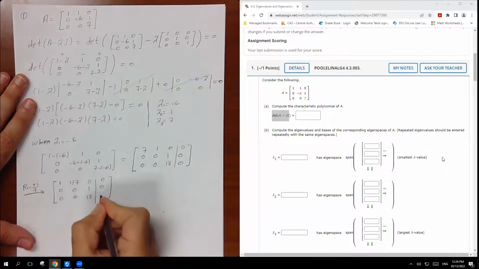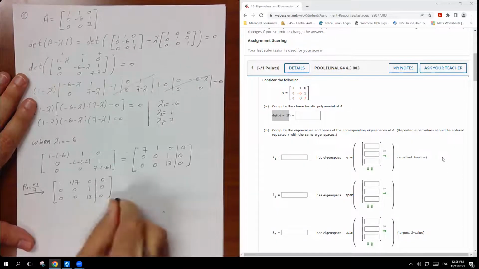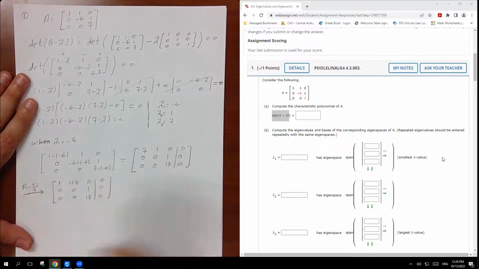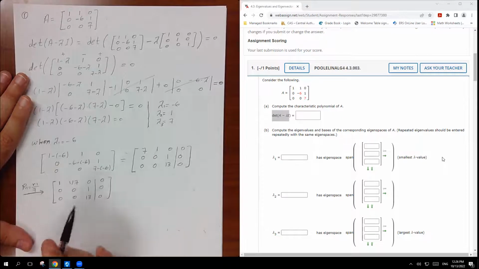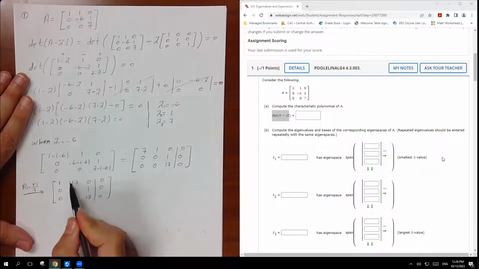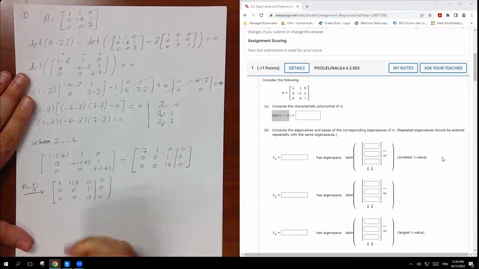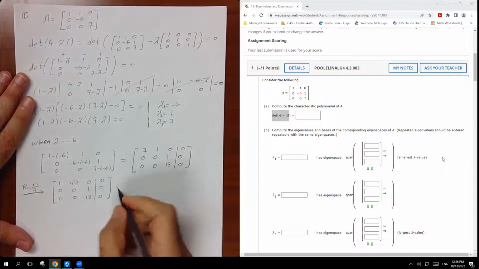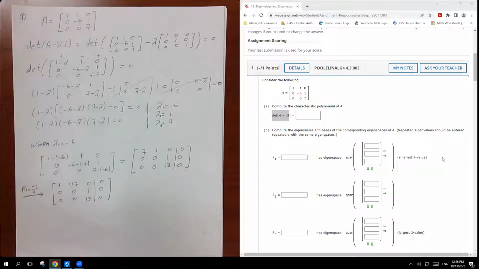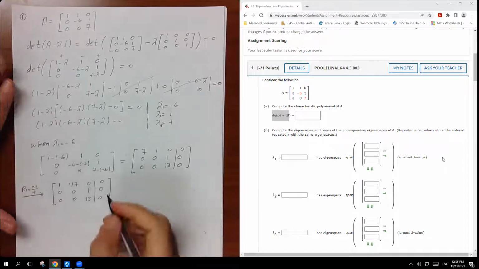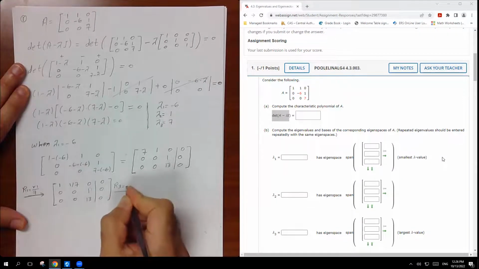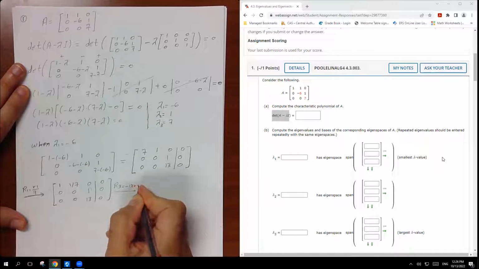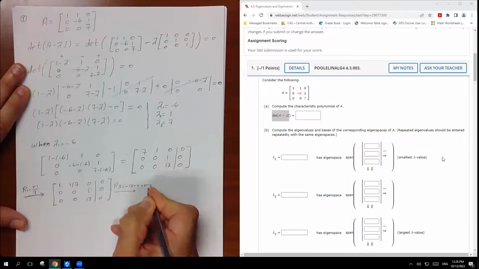I'm done from the first row, convert the leading entry to 1. All the elements under the leading entry are zeros, so that's it. Now I'm going to go to the second leading entry, which is here. This is the second leading entry. I'm going to convert everything under the leading entry to 0. That means what I'm going to do, I'm going to say R3 is going to be -13 R2 plus R3.